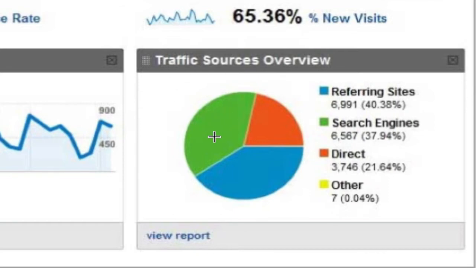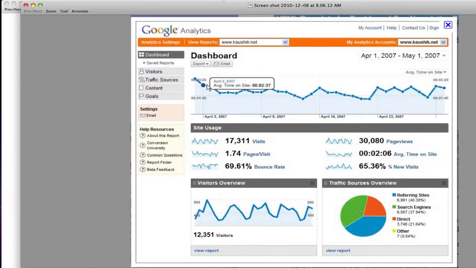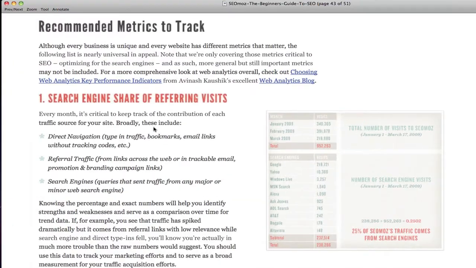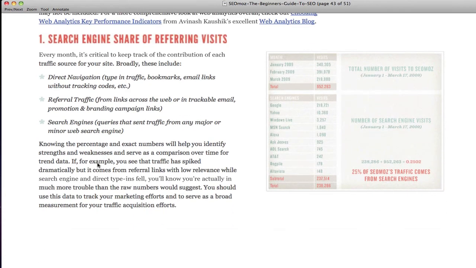And you want to know what that green portion, that search engine portion, is as compared to the other 2. And then over time, you're going to see whether or not you can build it and get that to grow even more. And if you're doing PPC and that kind of work on your site, then the search engine portion of that equation is going to be important. So that's metric number 1.